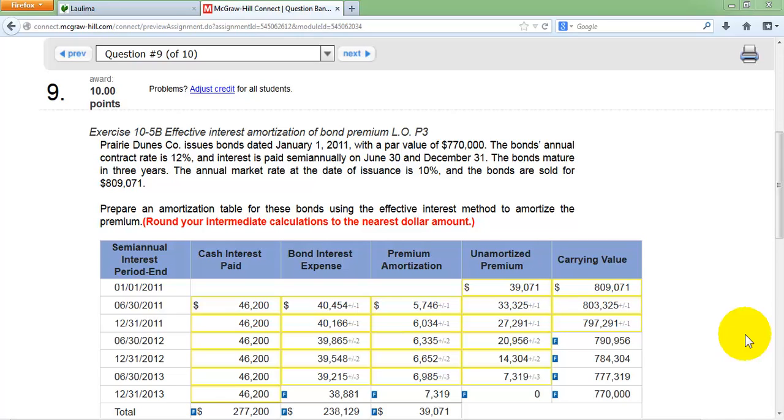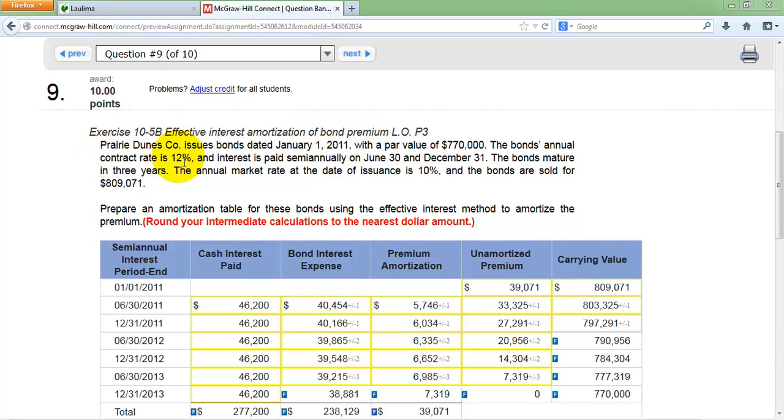This is a video for chapter number 10, problem number 9, one of the harder calculations this semester, called effective interest versus the straight line method that we saw back in problem 7. Again, amortizing or using up, not a discount, but a premium. We got some extra money over the par value of our bond.